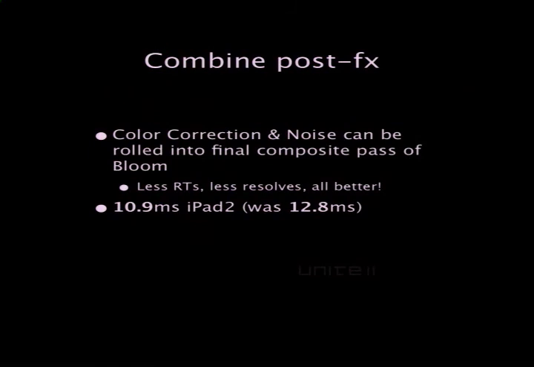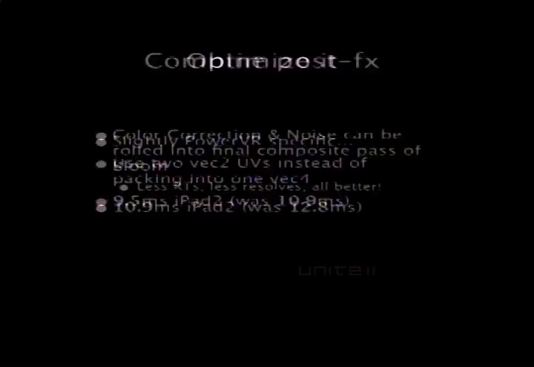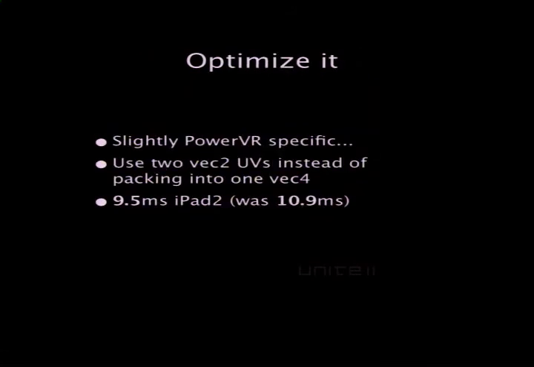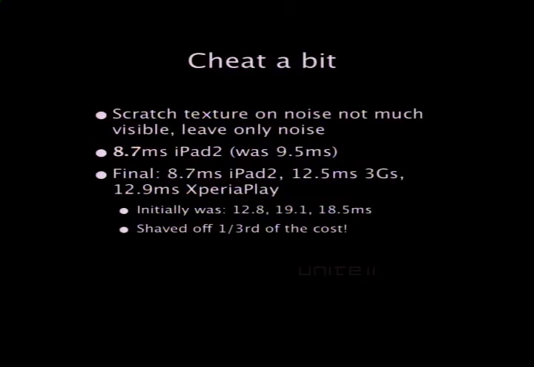Now, if we combine all these into one super image effect that does color correction and noise in the same shader as the final bloom pass, that saves, well, not that much, but almost 2 milliseconds on iPad 2. Then if you go to mobile-specific PowerVR optimization, instead of packing 2 texture coordinates into one interpolator, you use 2 interpolators instead. That saves, again, over 1 millisecond.